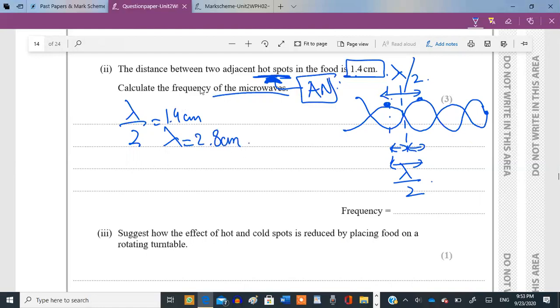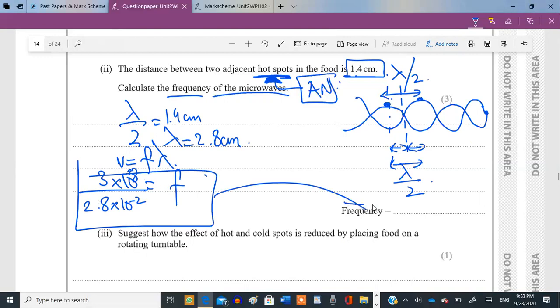If you got the lambda, can you calculate the frequency using the formula v equals f lambda? v is going to be the same as the speed of light because these are microwaves, electromagnetic waves traveling at the same speed as light. And when you divide that by the wavelength, which is 2.8 centimeters, and centi needs to be converted, do not forget to convert that, you'll get your frequency. Okay, and write it down over here.